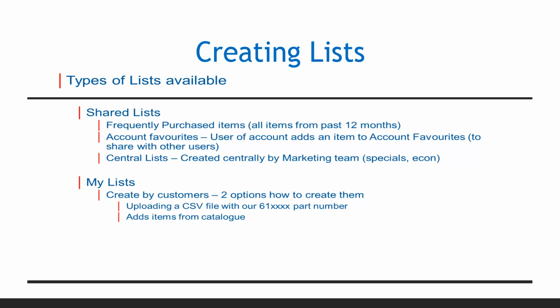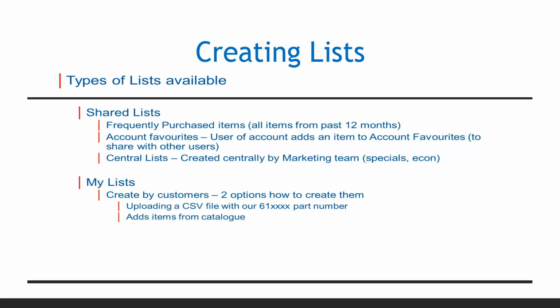Frequently purchased items. These are the items that you have purchased over the past 12 months. Account favorites. This is where you, as the customer, have added an item to account favorites to share with others. And there are central lists. The L&H marketing team creates lists based on current specials. Then there are lists created by you, the customer.